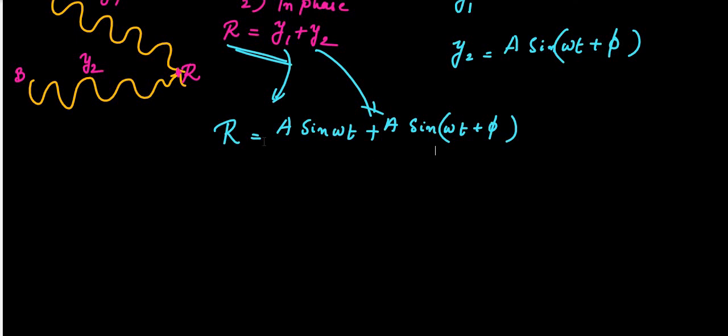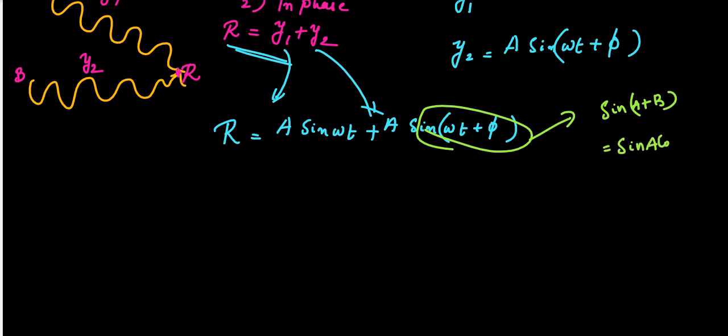Okay. So this is the equation we have now, and in the second term you can see there is something called sin(omega t plus phi), which is similar to sin(A plus B), which is equal to sin A cos B plus cos A sin B. Here A is omega t, B is phi. So let me expand this term in terms of sin(A plus B).